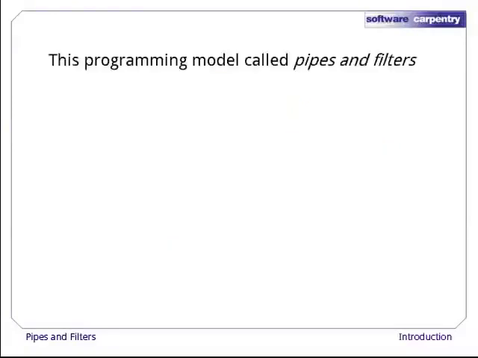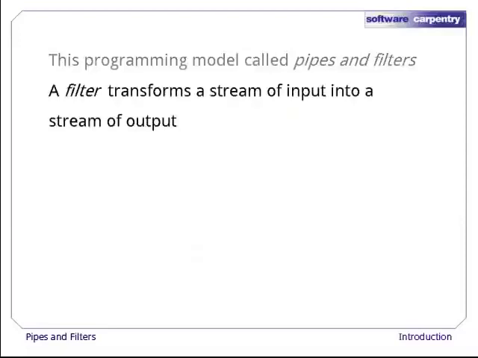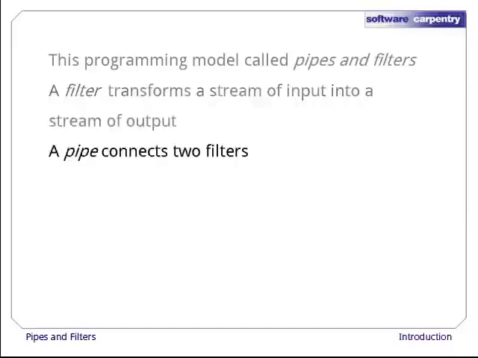This programming model is called pipes and filters. A filter is a program that transforms a stream of input into a stream of output. Almost all of the standard Unix tools can work this way. Unless told to do otherwise, they read from stdin, do something to what they've read, and write to stdout. A pipe is just a connection between two filters. Behind the scenes, the computer may do some clever things to move data around, but from the user's point of view, all a pipe does is move bytes from one process to another.